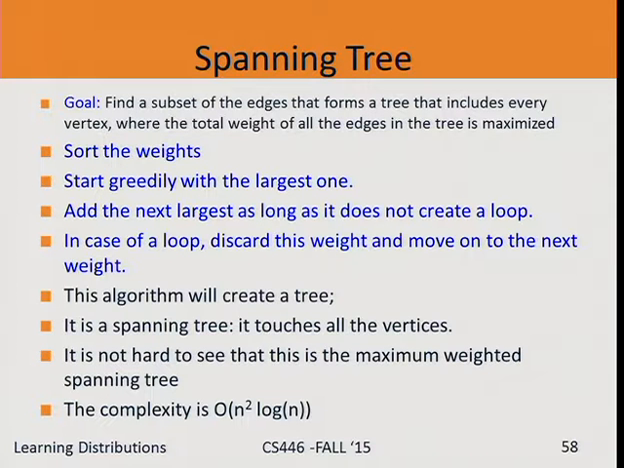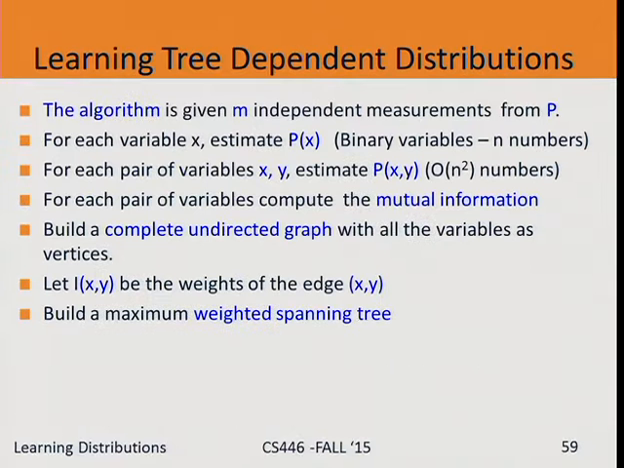So this algorithm will create a tree, very easy to see. In fact, easy to see that this is a spanning tree. It's going to touch all the vertices. And also not difficult to see that it's the maximum weight spanning tree. Now, it's not the most efficient algorithm for this, but it's competitive. Because we sorted, it's something like number of edges times log number of nodes, so it's n squared log n, good enough. Okay, so that's the spanning tree. So now we have a tree.